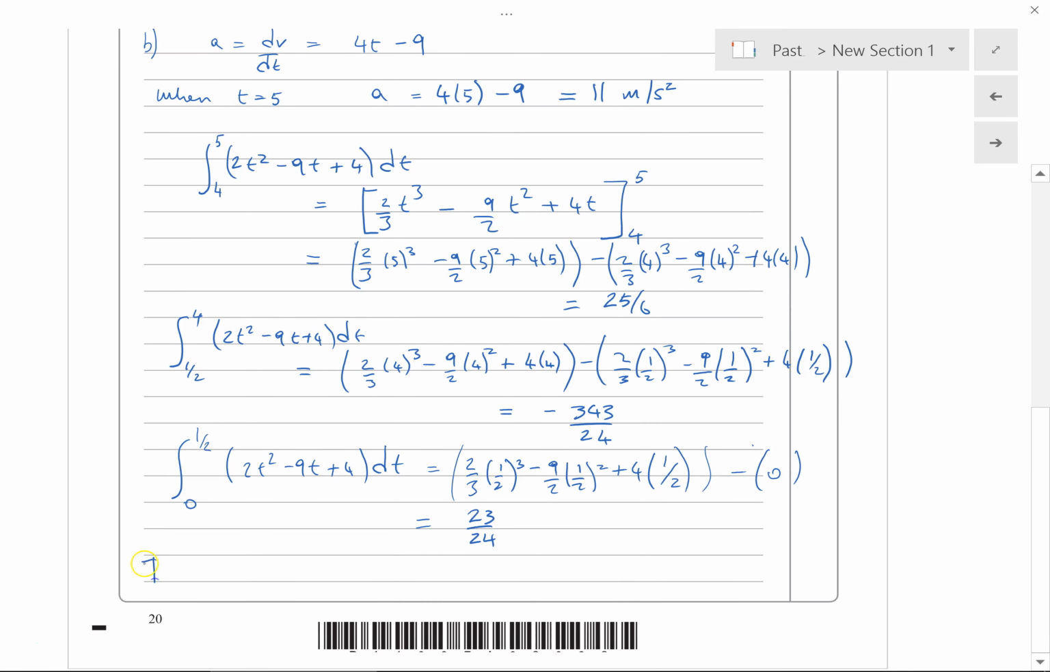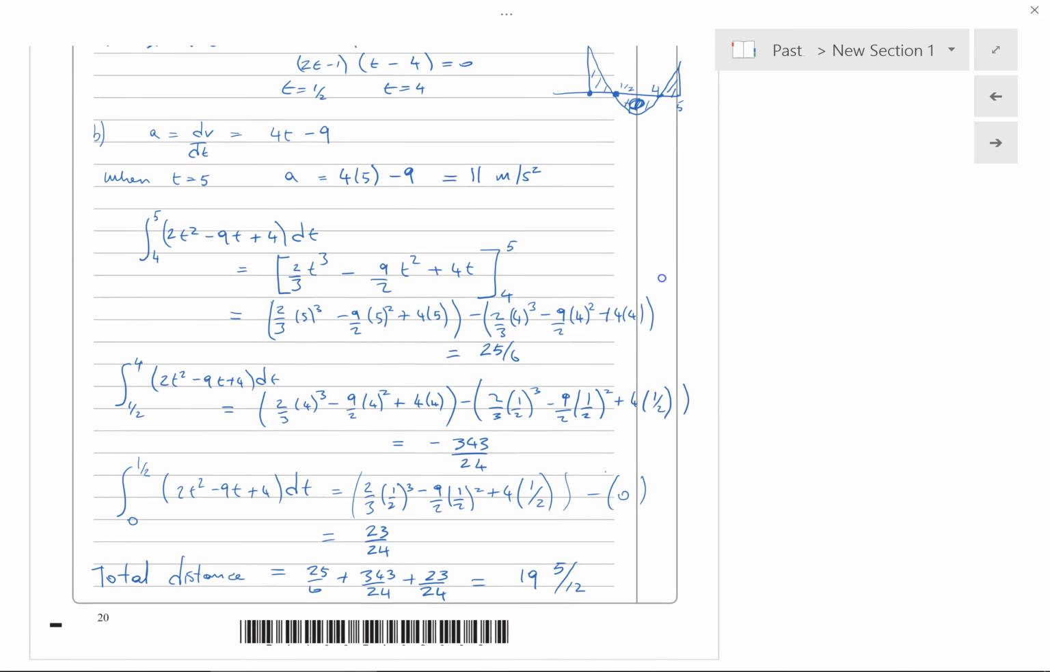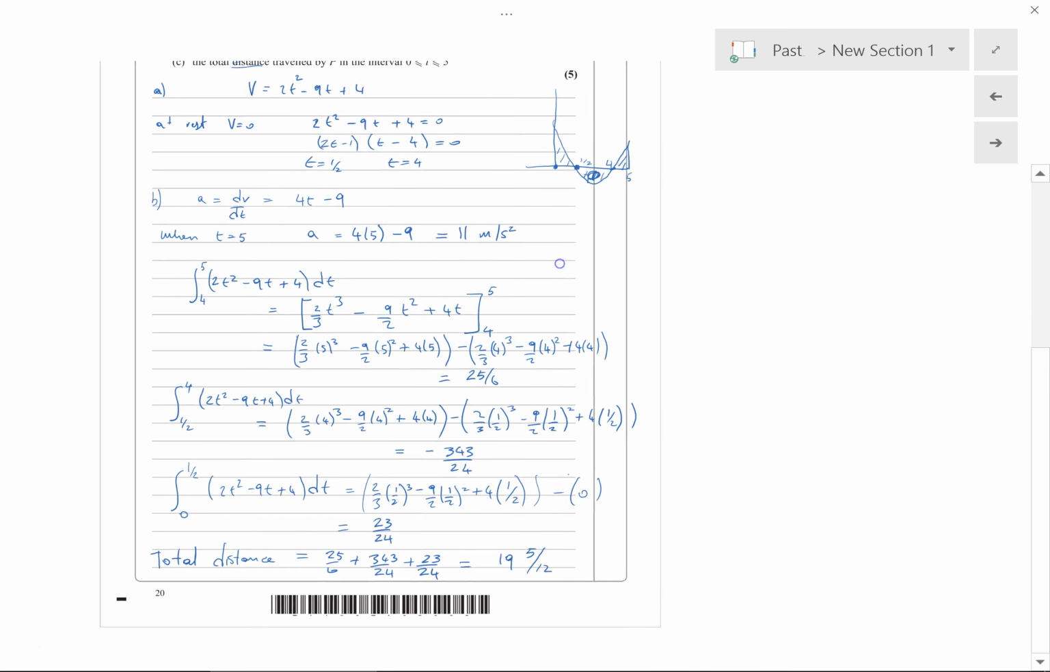So the total distance is all of these three added together, but obviously making that one positive. So total distance is equal to 25/6 plus 343/24 plus 23/24, and that equals 19 5/12. And here, because there was no g in it, it's perfectly okay to leave as a fraction, and in some ways desirable. Okay, not too bad, a bit repetitive for the last question.